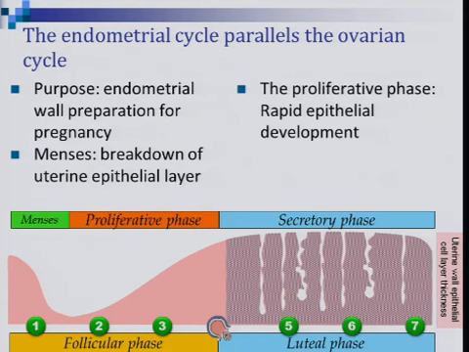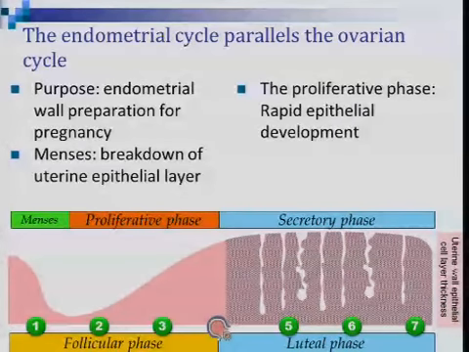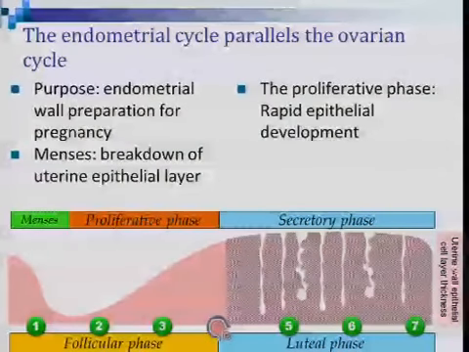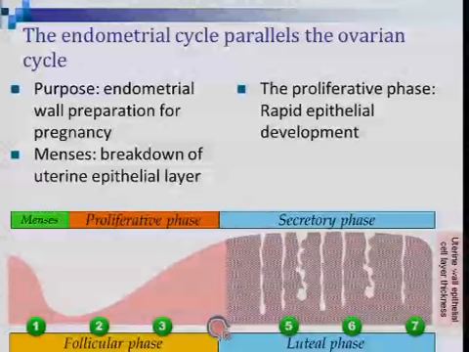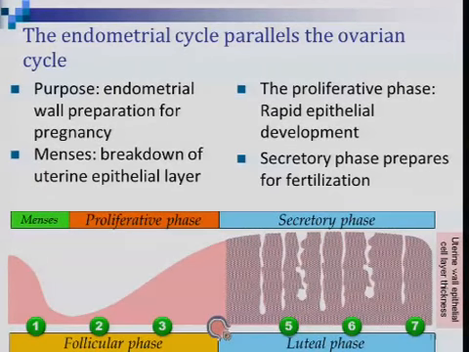There's then a proliferative phase, and this is under the influence of follicular steroids, the buildup and thickening of the uterine wall layer. And then after ovulation, it differentiates into a secretory phase. So it stops growing, and it forms structures that allow it to accept a fertilized embryo. And this prepares the endometrium for fertilization.